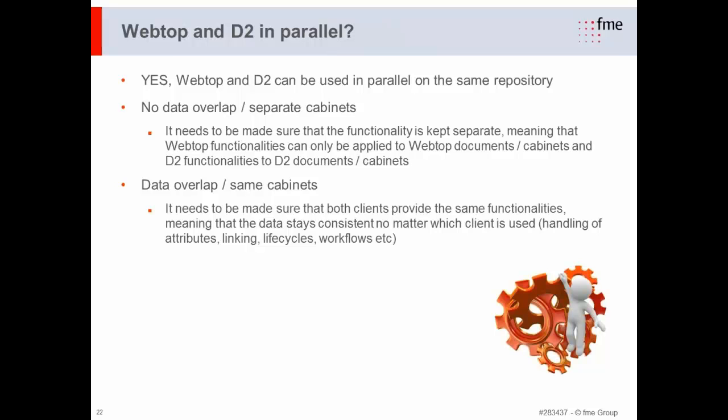The other scenario is that Webtop and D2 are also installed on the same doc base and that both clients access, modify and import documents to the same cabinets. That means we have a data overlap between Webtop and D2. This is a bit more complex because you have to make sure that both clients provide the same functionalities, meaning that the data stays consistent no matter which client is used. So for example, if you import a document or modify a document, then both clients have to apply the same features. That means that you cannot use perhaps the auto-naming, auto-linking or security features which you can configure in D2, because these configurations are only applied to the documents when you use D2 instead of Webtop.